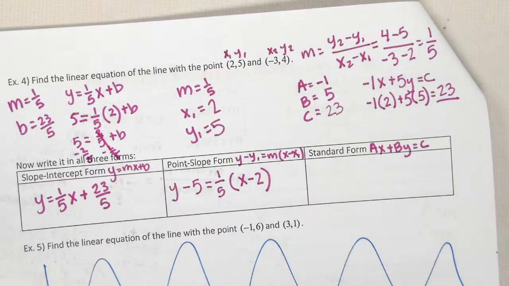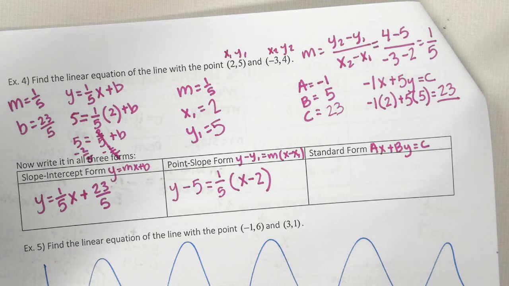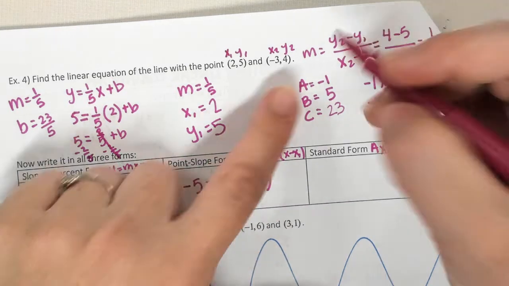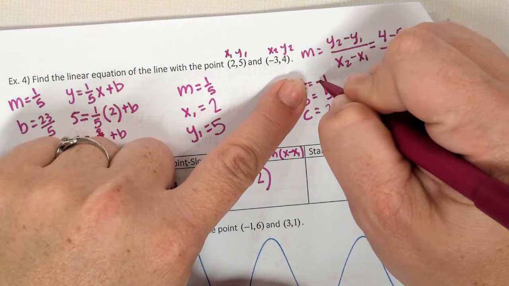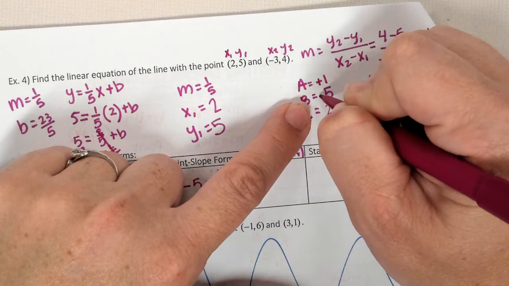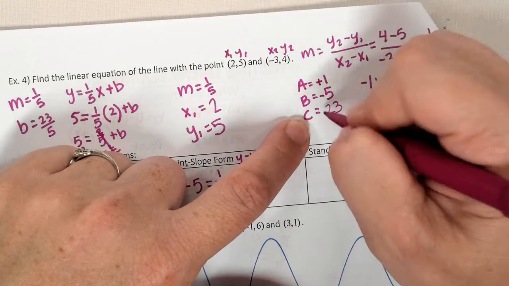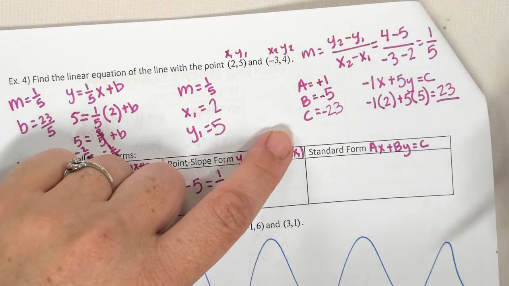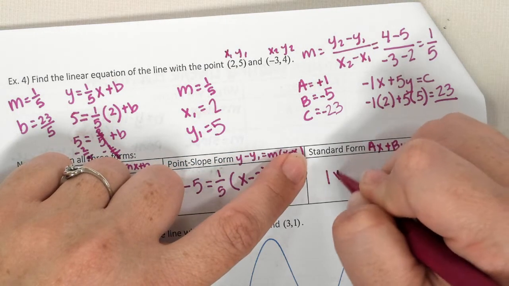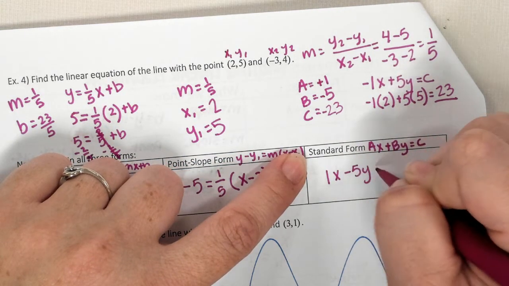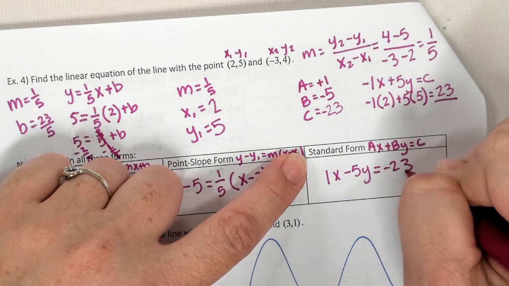Now, am I ready to write it in standard form? No, why not? A is still negative. So what do I need to do? Make everything opposite. What's the opposite of negative 1? What's the opposite of positive 5? What's the opposite of positive 23? There you go. Now you can plug it into your formula. So 1x minus 5y equals negative 23.